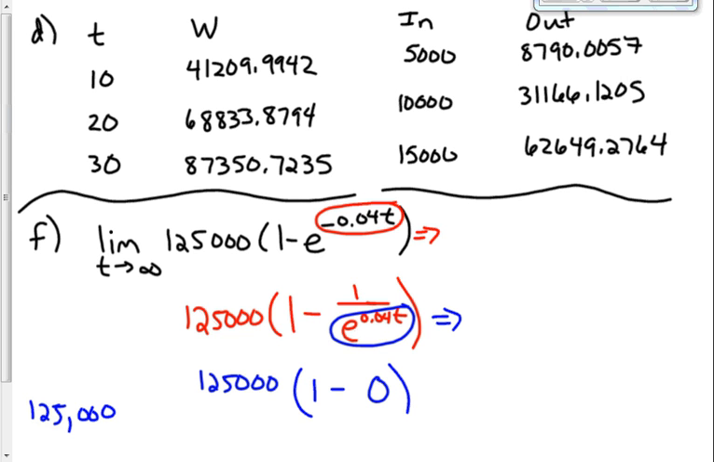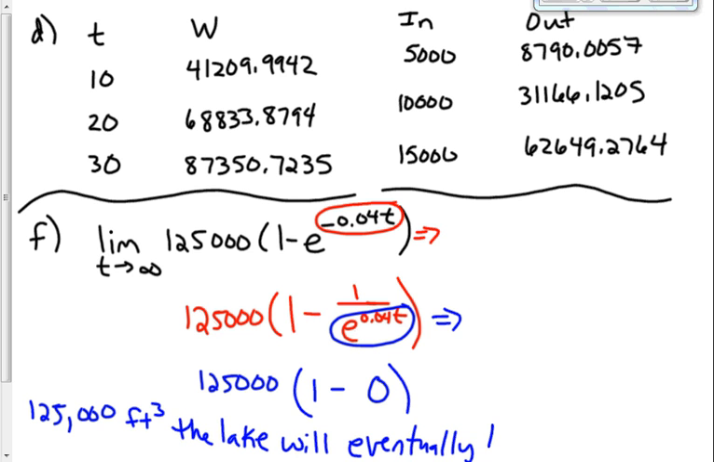So it's 125,000. And what does this mean in real life? Well, that's probably what the lake will eventually hold. So it's the cubic feet the lake will eventually hold. We also call that the carrying capacity of the lake. That's the most that the lake will actually hold.